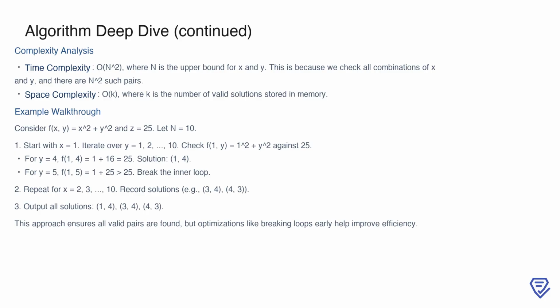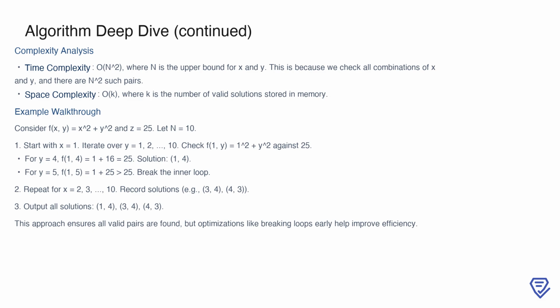When analyzing the complexity of this brute force approach, the time complexity is O(n squared). This is because the algorithm examines all combinations of x and y within the range of 1 to n, and there are n squared such pairs. The space complexity, on the other hand, is O(k), where k represents the number of valid solutions stored in memory.